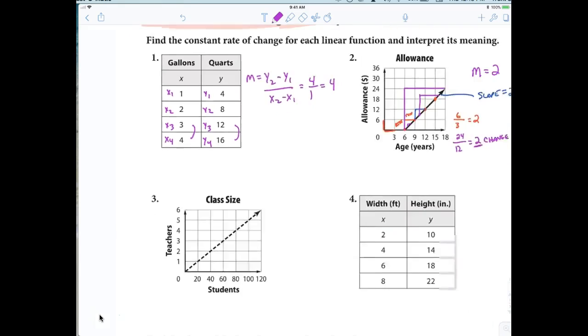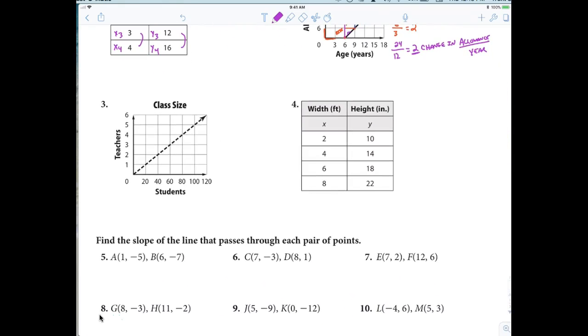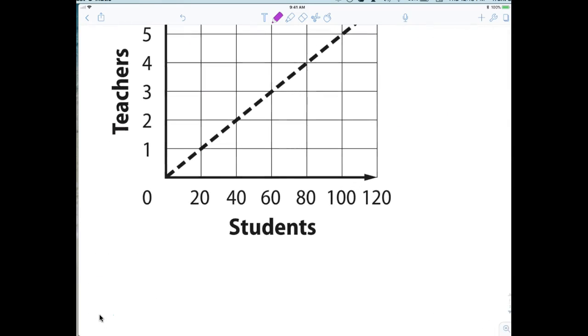All right, so let's go ahead and look at number 3. Now, I like number 3 again because it's a graph. So to find the rise over run, let's pick a point here and here. Doesn't matter what 2 points you pick. I just picked those 2.